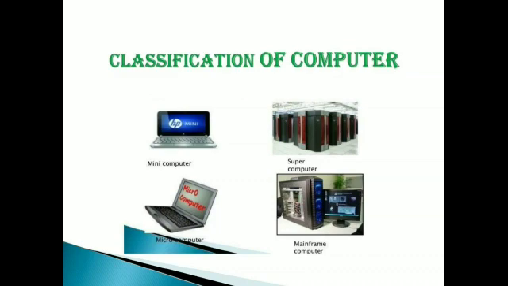Supercomputers. Supercomputers are the most powerful in terms of processing, speed, and memory. They can execute billions of instructions per second. Supercomputers are used for scientific research, weather forecasting, underground studies.